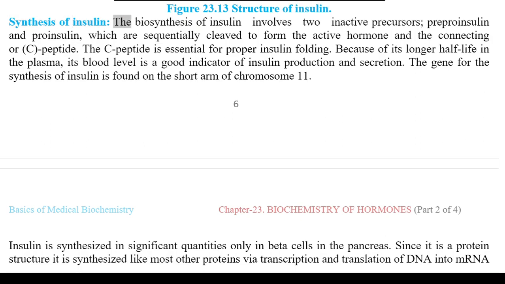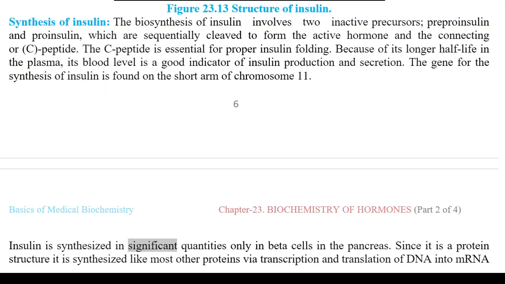Synthesis of insulin. The biosynthesis of insulin involves 2 inactive precursors, preproinsulin and proinsulin, which are sequentially cleaved to form the active hormone and the connecting, or C, peptide. The C peptide is essential for proper insulin folding. Because of its longer half-life in the plasma, its blood level is a good indicator of insulin production and secretion. The gene for the synthesis of insulin is found on the short arm of chromosome 11.